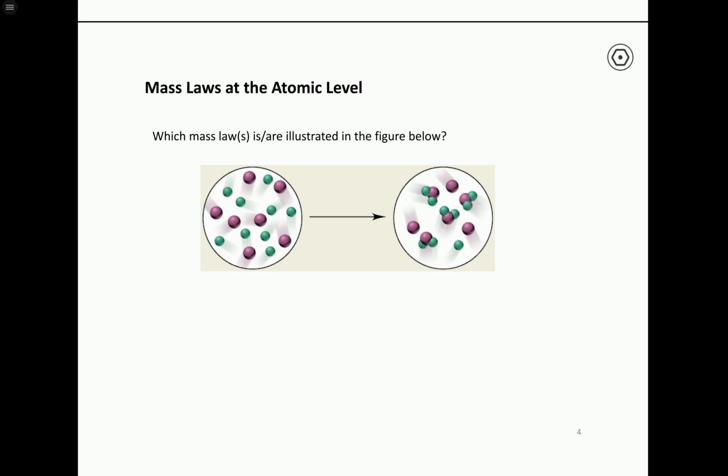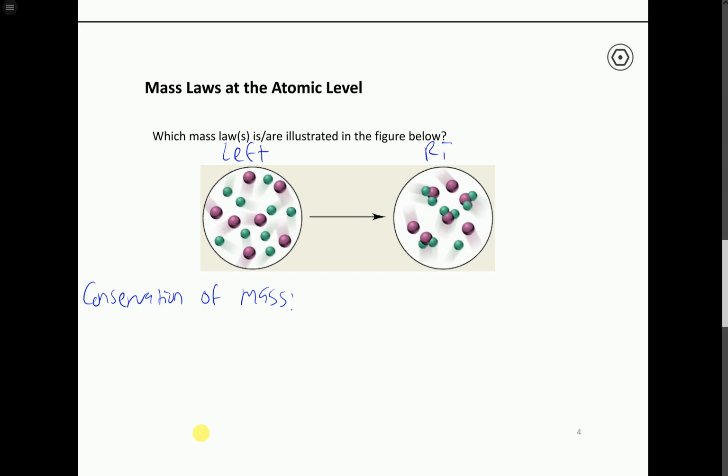Now we think about the three mass laws. So the first one is conservation of mass. And so when we're looking at an atomic level picture, remember that the conservation of mass law tells us that atoms are neither created nor destroyed. So if we look at the left side, which is what we call the reactant side of this picture, and we look at the right side, which is the product side, we should have the same number of atoms in each side, in the same number of each type of atom, if the conservation of mass is upheld.